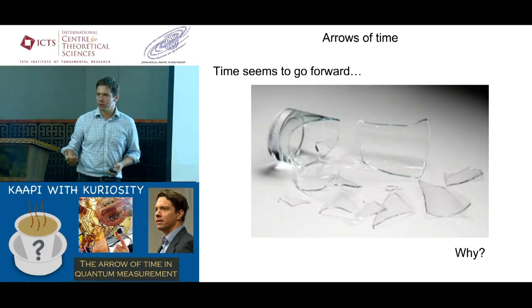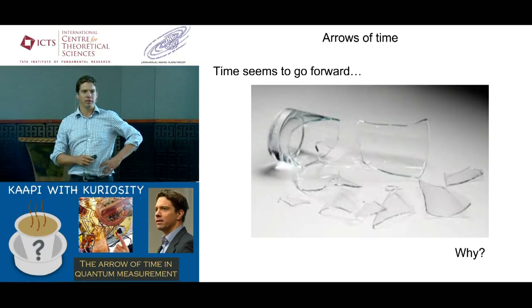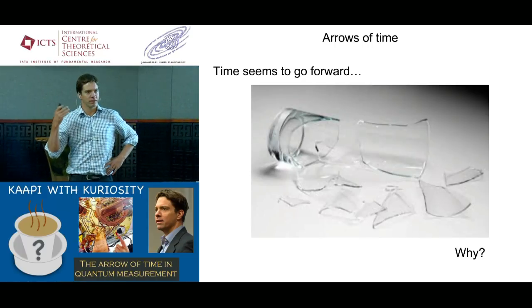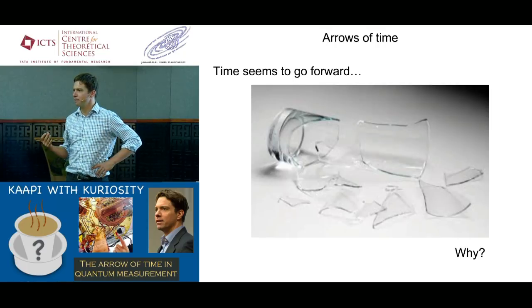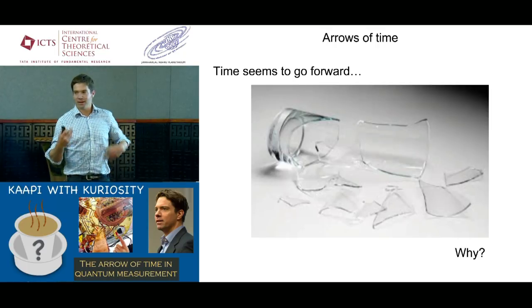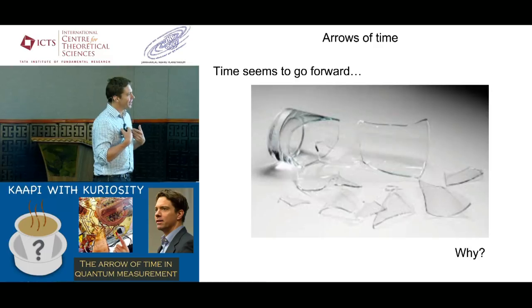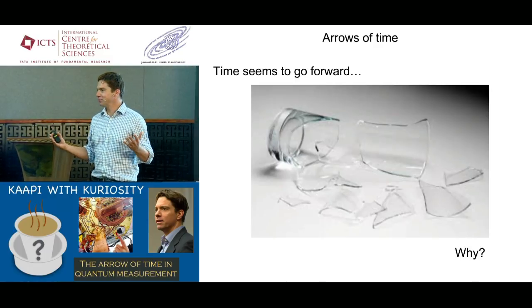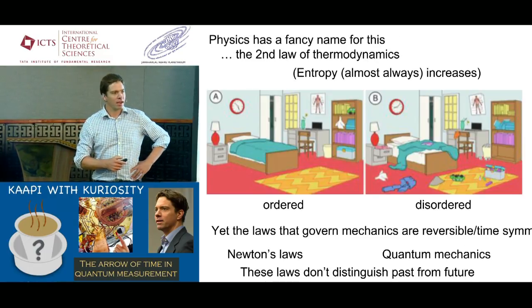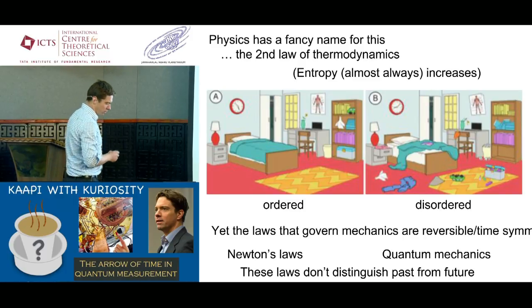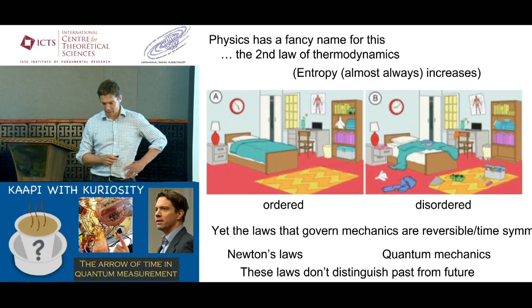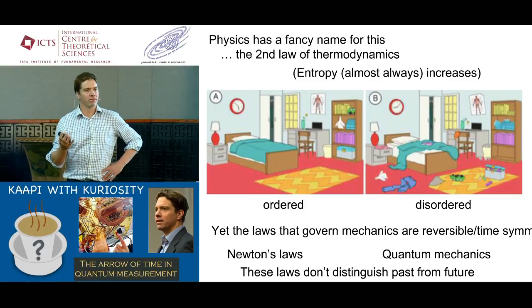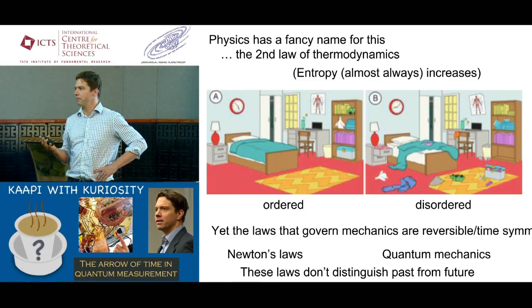So we all agree that time goes forward, and the question that many physicists, when they become old enough and crazy enough to think about questions that are not possible to answer, start to ask, and I'm not quite that old yet, is: why does time go forward? It seems sort of strange. Before we get into why you might ask this, let me point out that physics has a fancy name for the arrow of time.